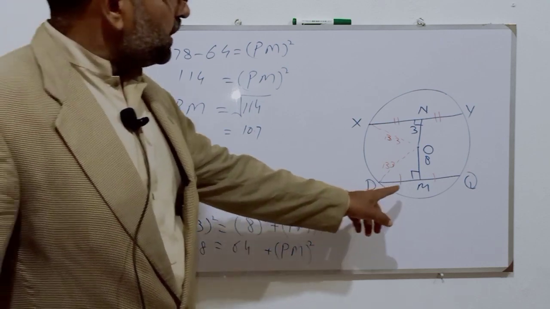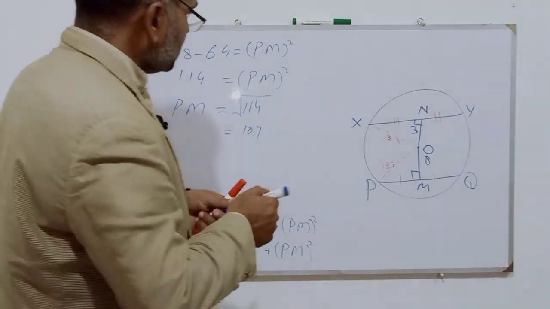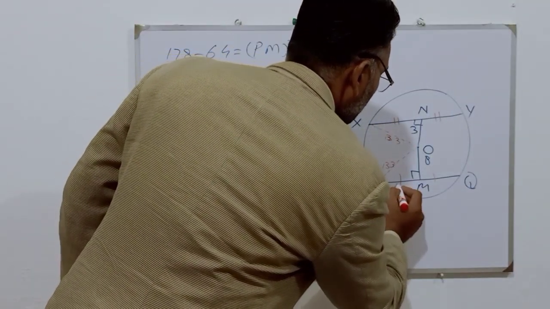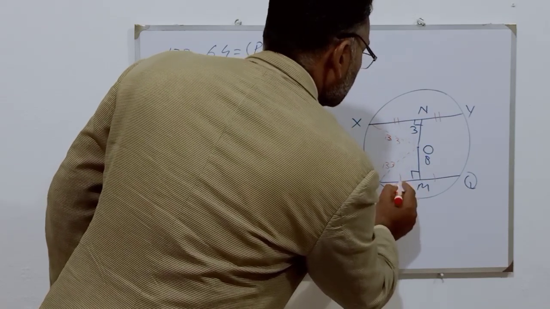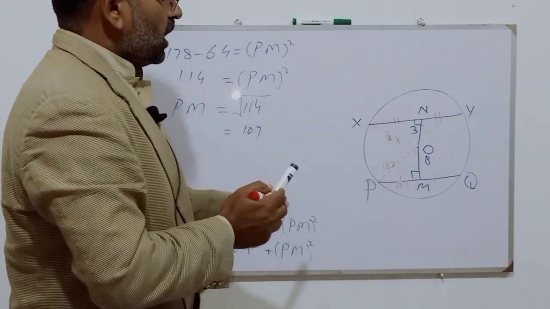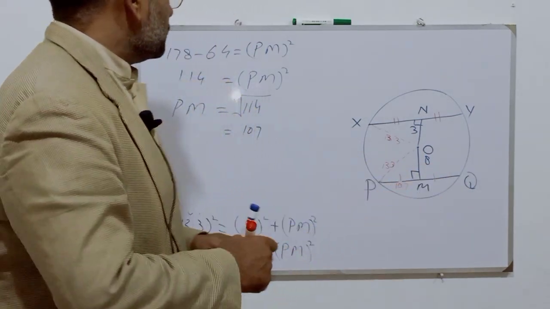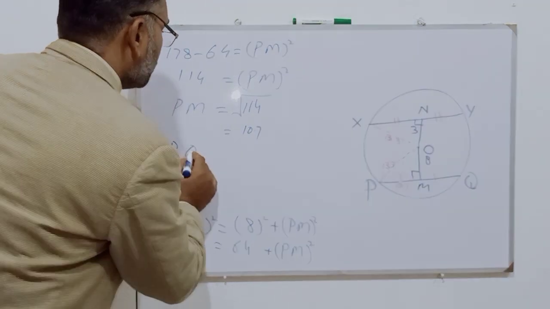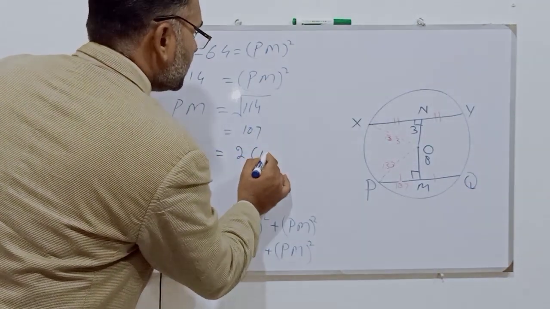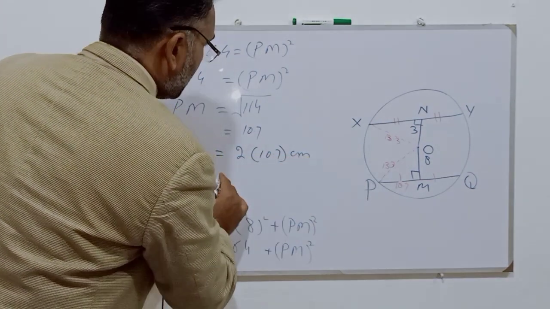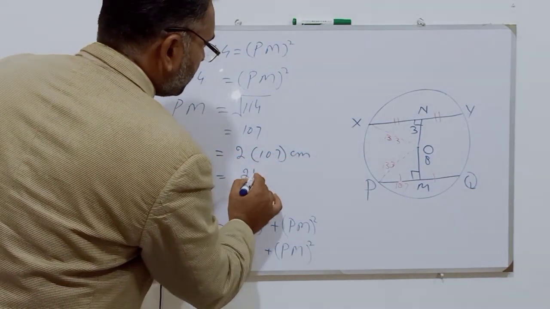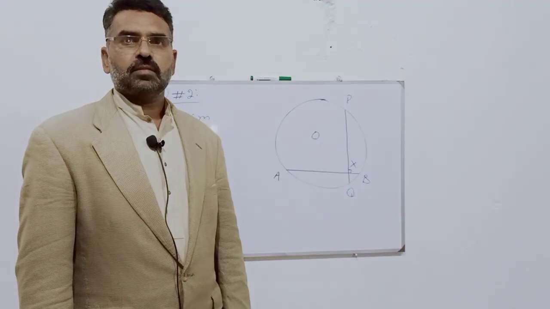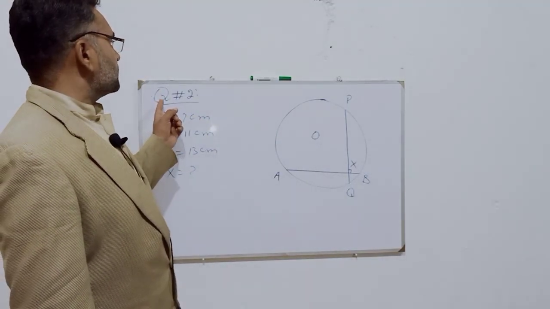Now students, PM is 10.7 centimeter and we have to find the length of PQ, and keep in mind length of PQ will be double of PM. So I will write PQ is equal to 2 into 10.7 centimeter, and the answer will be 21.4 centimeter. That is our required length. Now students, question 2 of practice now 1.